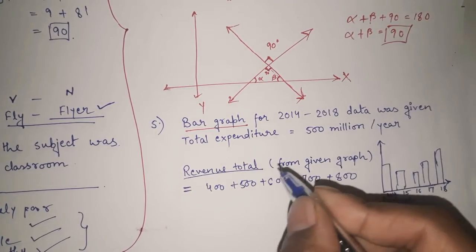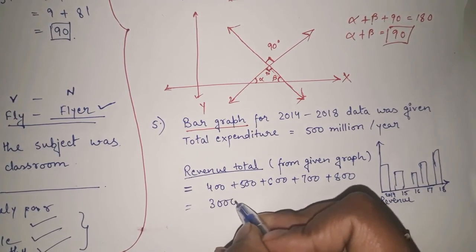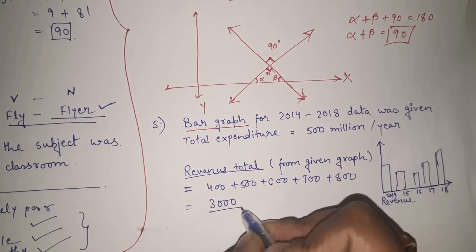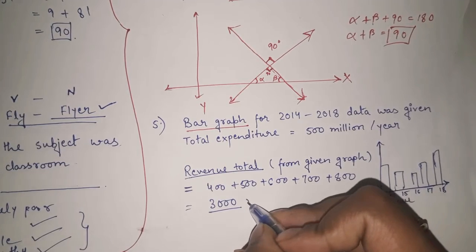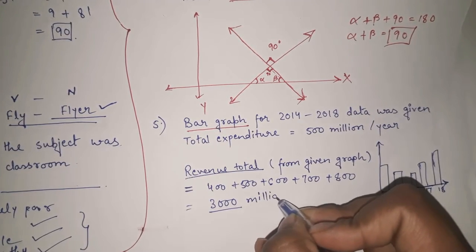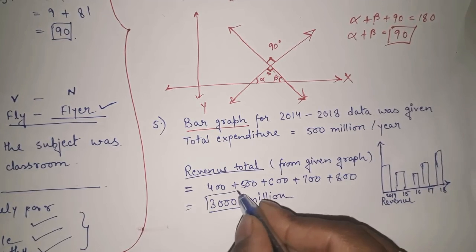So the total revenue I can get from it, obviously by doing the summation, I got that the total revenue was 3000, and it was given that the data was in millions. So obviously this will also be 3000 million. Now, this is the first thing that we have found out: revenue.